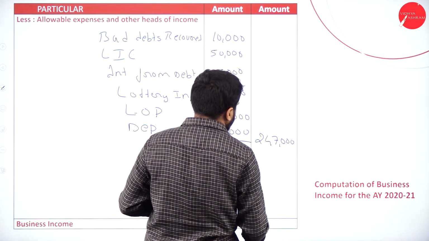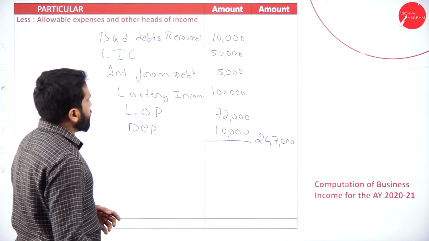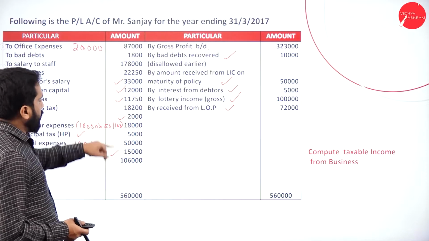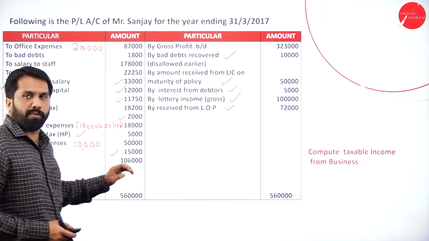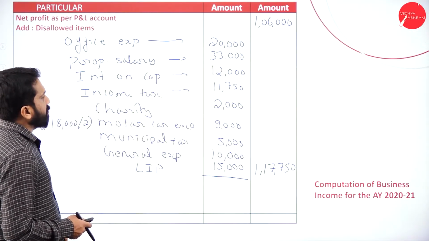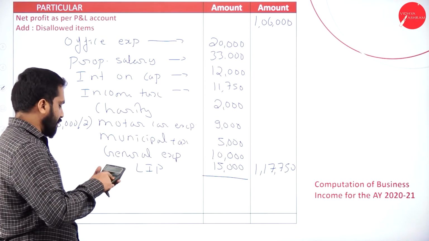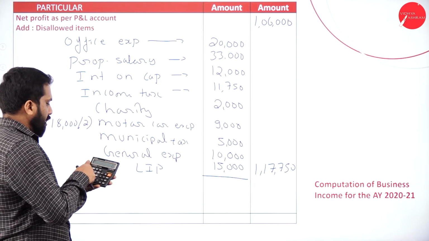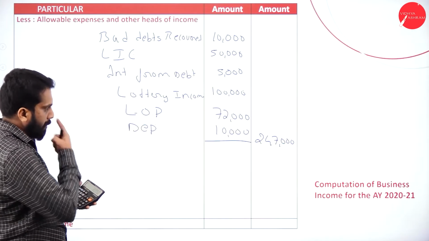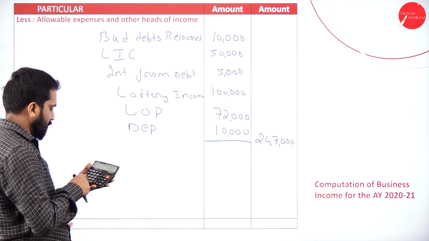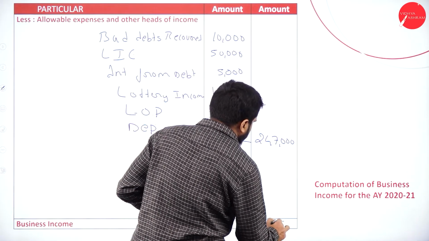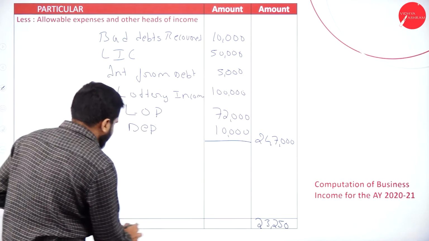You will get business income or business loss. In this, you will get business loss actually. Your profit is 1,06,000, minus all your expenditure. Now, we'll add this 1,06,000 plus 1,17,750. I got 2,23,750, minus 2,47,000. I got 23,250. This is nothing but your business income.